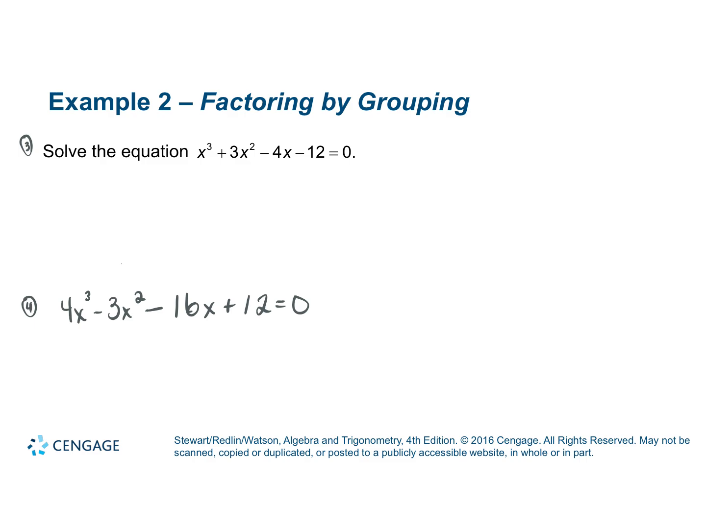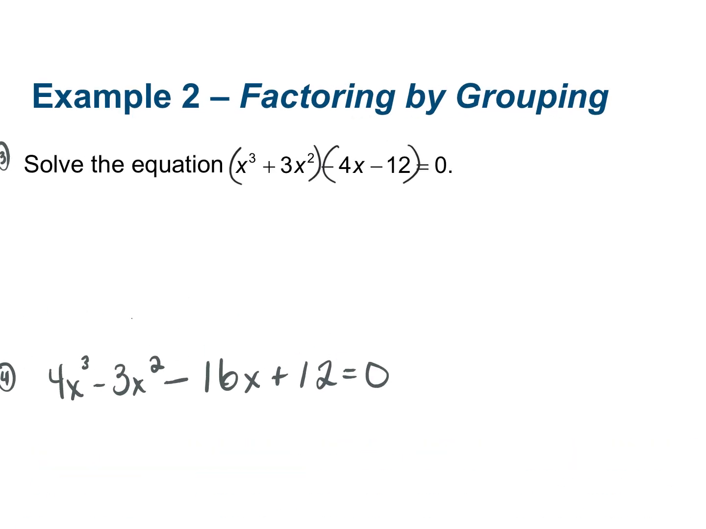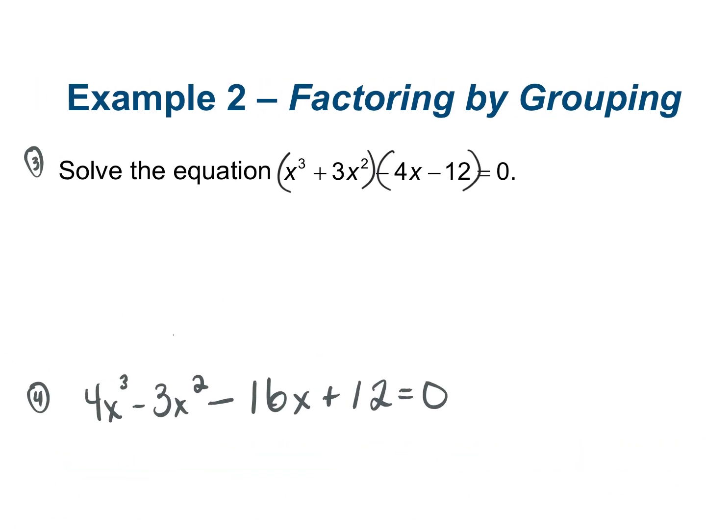Now here they want us to factor by grouping. So I'm just going to go ahead and group the first two, the x cubed and 3x squared, and the negative 4x minus 12. The greatest common factor in this first one is x squared. So I'm left with x plus 3. And notice how the x is positive, so because the x is positive, I will be taking out a negative. You take out a negative 4, and I'm left with x plus 3 is equal to 0.